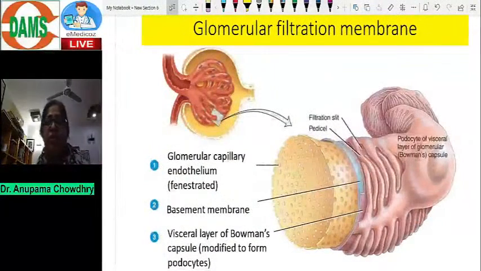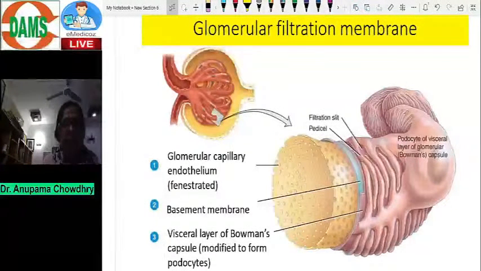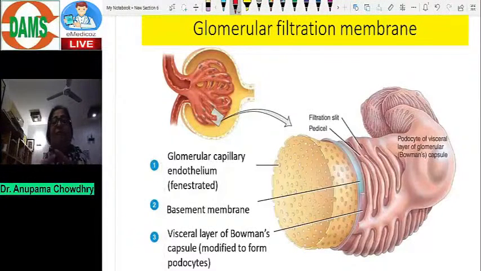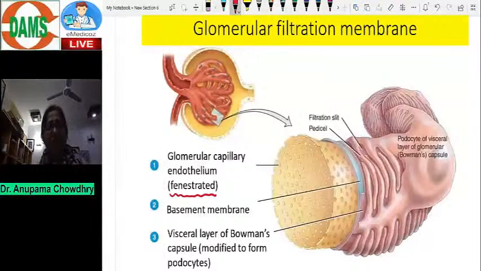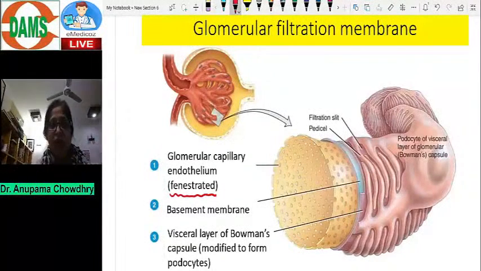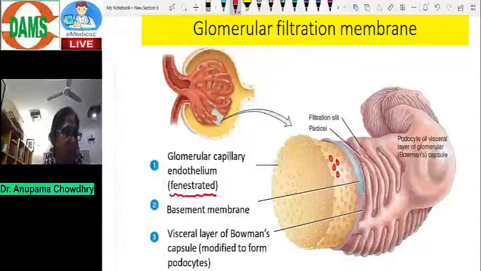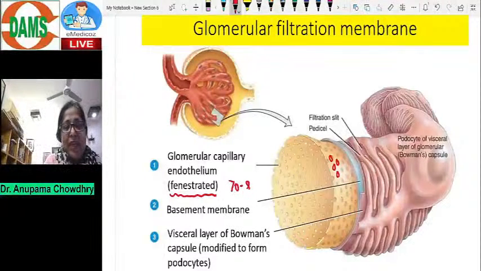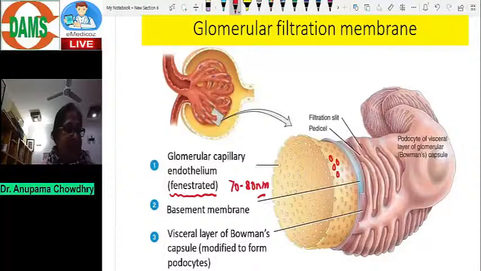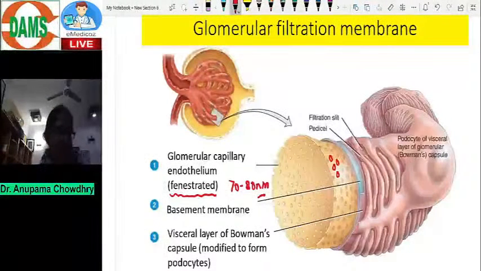As far as the glomerular filtration membrane is concerned, there are three layers. The first layer is the glomerular capillary endothelium, and this is a fenestrated endothelium. What do you mean by a fenestrated endothelium? That means there are large pores. As you can see over here, this is the endothelium which has got large pores, and these pores are 70 to 80 nanometers in size.